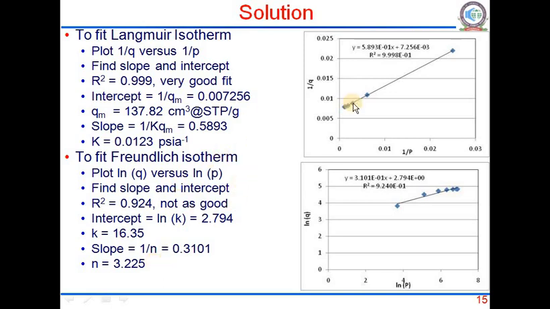So here you can see that clearly Langmuir is fitting better, but if you have lots of experimental data and there are some experimental errors, then this also is very good.